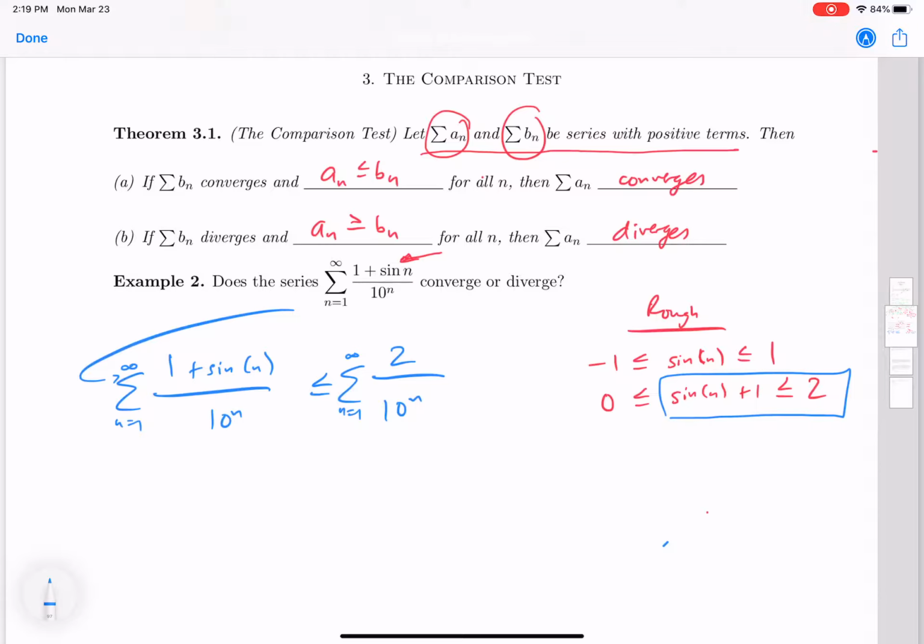And what do I notice about this? Well, I can factor that 2 out. And that 1 on top, I can put inside parentheses and write it like this. And this is a geometric series, with ratio r equals 1 over 10, which is less than 1. So it converges.